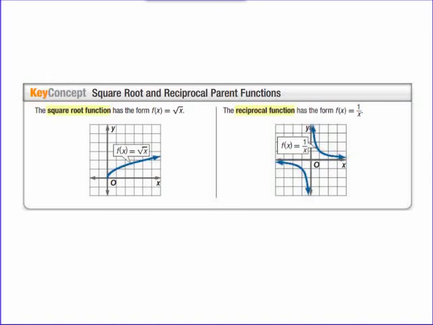The next 2 that we're going to look at are the square root and the reciprocal function. The square root function, f of x equals square root of x. We know that the square root is related to which other parent function? Yeah, the quadratic, the x squared. Because you know the quadratic and the square root undo each other. So the square root function looks real similar to the quadratic.